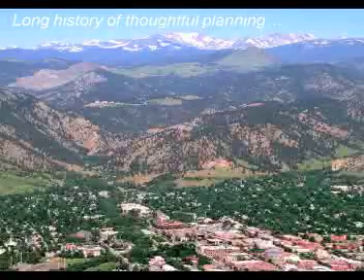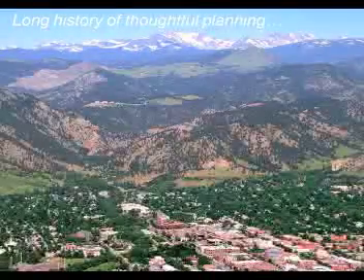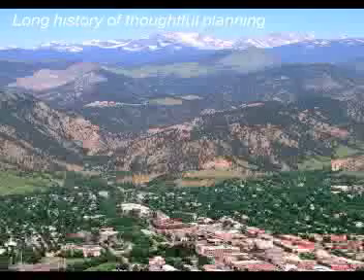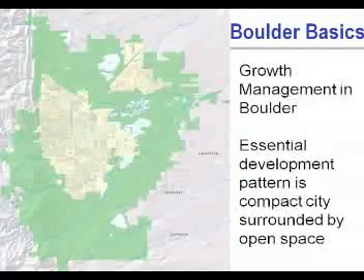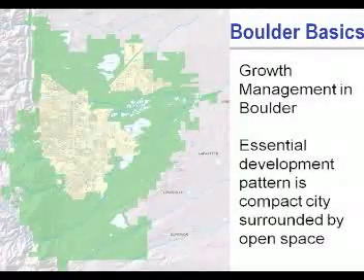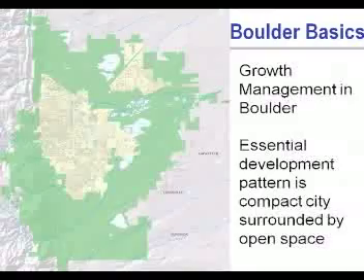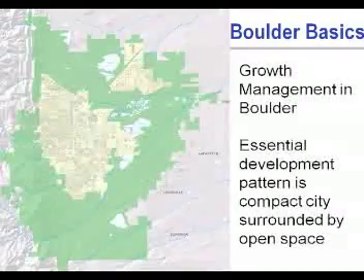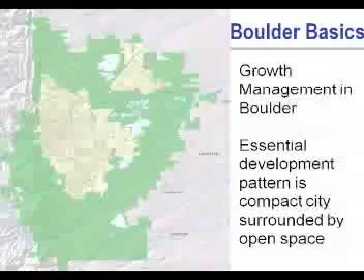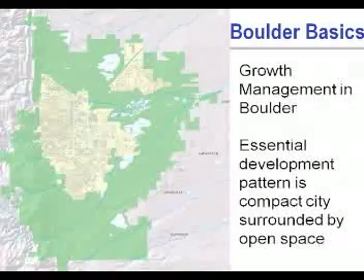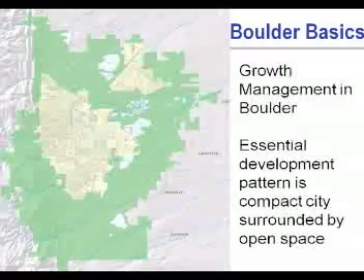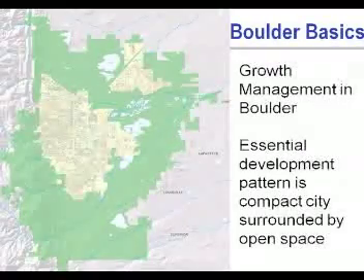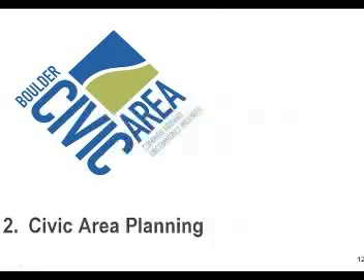What is distinct about Boulder is it has had a long history of thoughtful planning. It is a city that in 1957 decided to grow compactly. As you can see on this map, what you see in the green is actually the city of Boulder area, and then in the center and the core is the urbanized area. The city restricts any kind of development outside of that boundary as part of its growth management plan that was instituted in 1957.